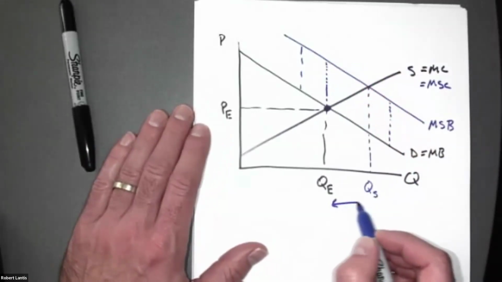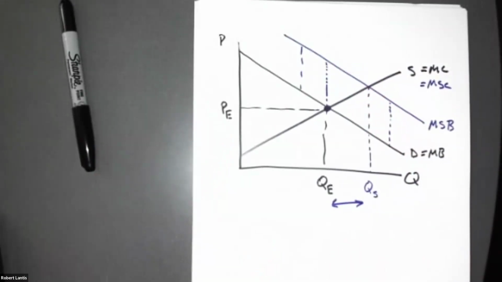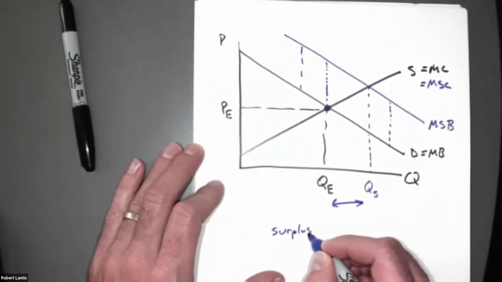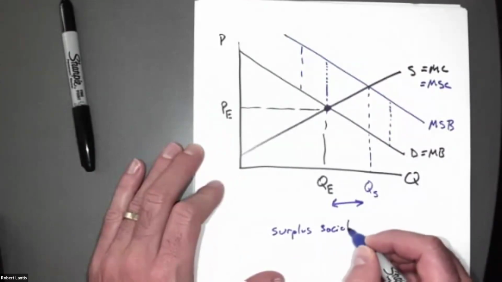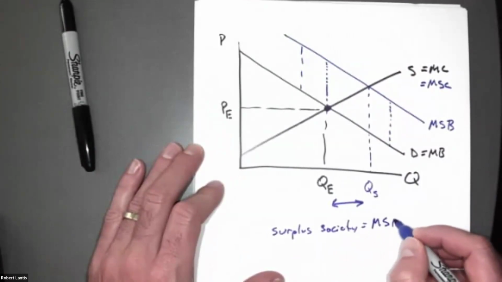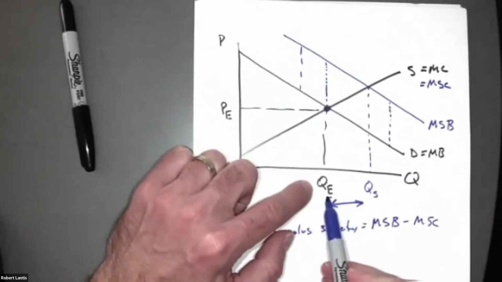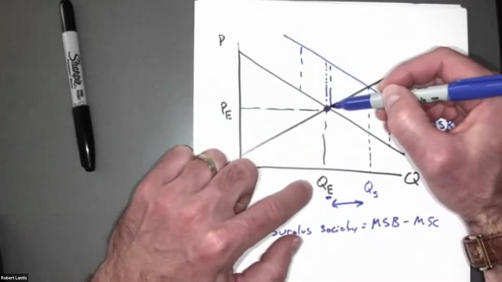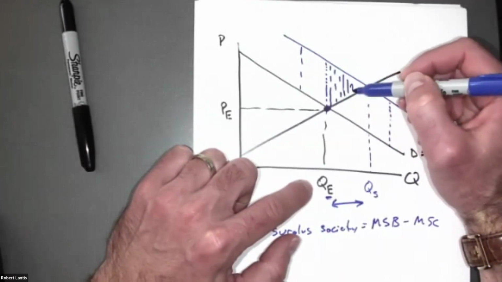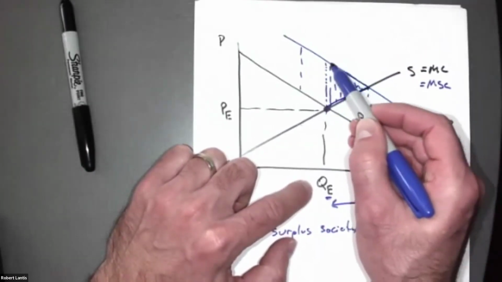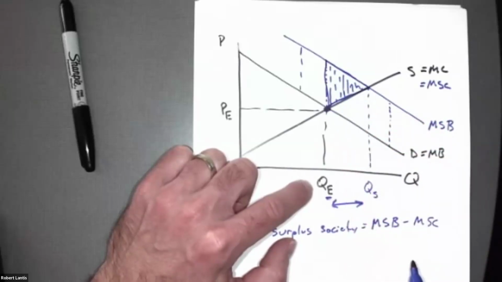Every quantity here in this range is something that would benefit society, right? Or we can think about what the surplus to society is here: just that difference between marginal social benefits and the marginal social costs. However, the market stops down here. For every unit in this range, what's the difference between the marginal social benefits and the marginal social costs? That would be represented by this triangle up here.